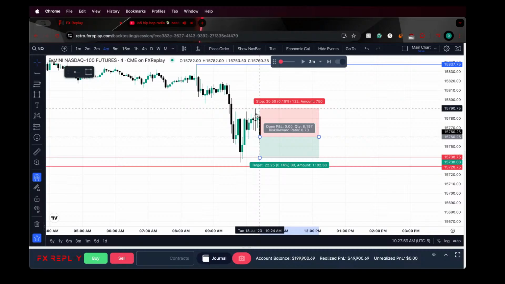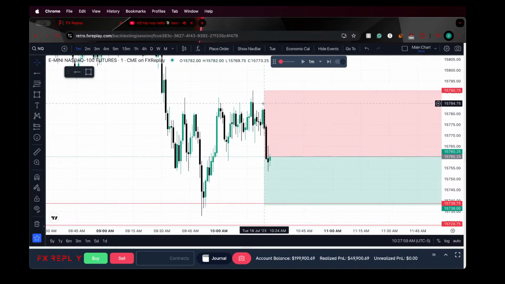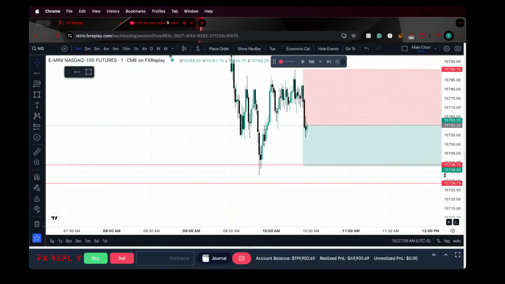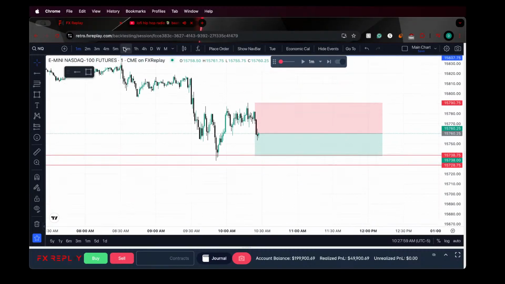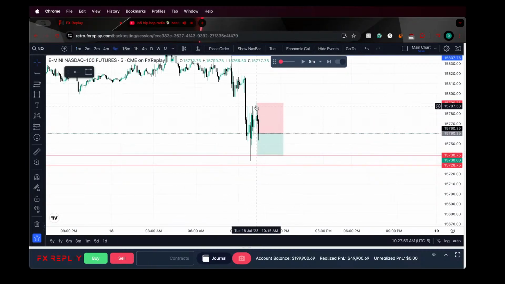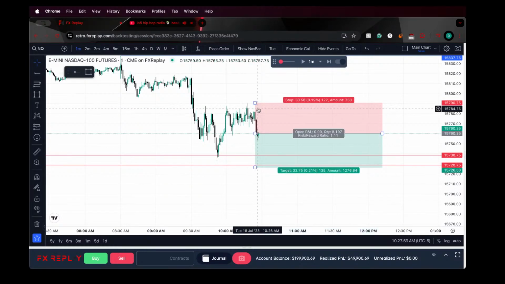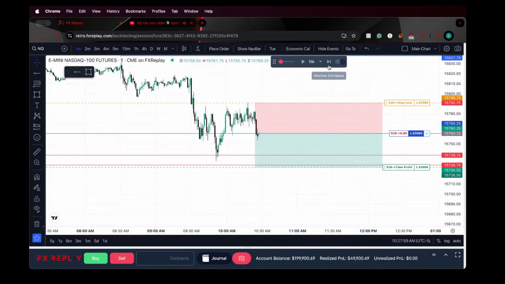I'm gonna put it above here on the 1-minute chart. That's the thing, is we can get a wick up here. I'm looking for a continuation, honestly. So let's see. Get that. Place order. I'll do 0.5 on this trade.